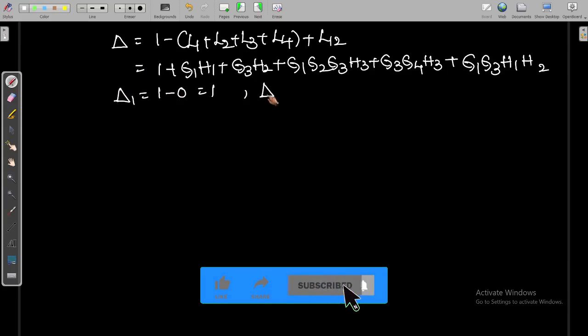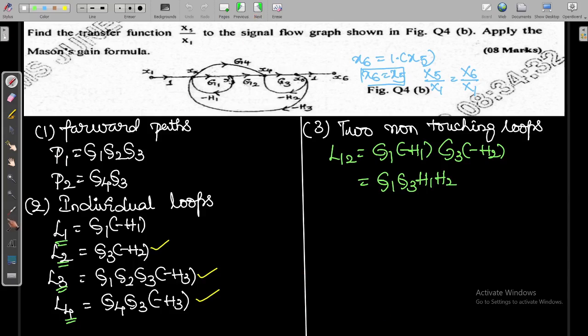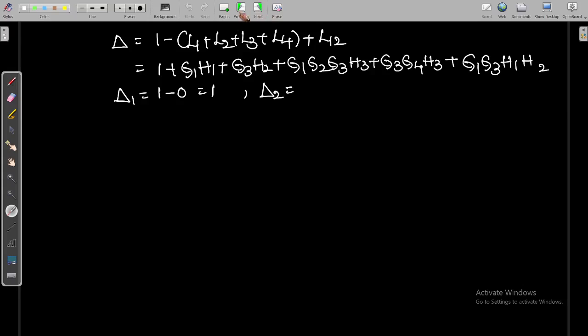What about delta 2? If you observe delta 2, this is the forward path. This is also touching all the loops here. So this loop is touching here, this has a common node here, so this is also touching here. So this forward path is also touching all the loops, so delta 2 also will become 1 minus 0, that is equal to 1.